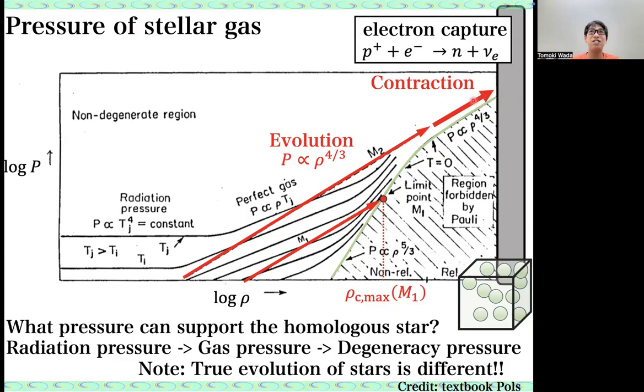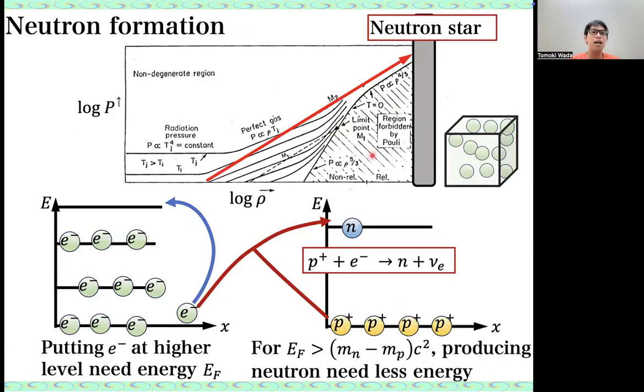In the case of contraction of a gas sphere with fixed mass, nature is different. But this is a very brief, ideal case, not in nature. Then I'd like to briefly talk about the neutron formation.